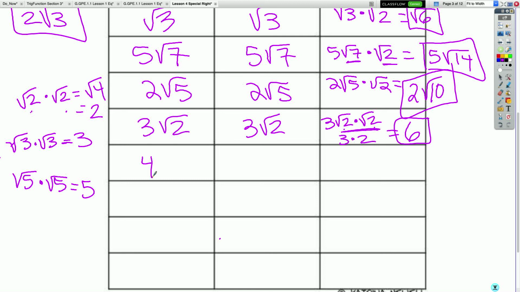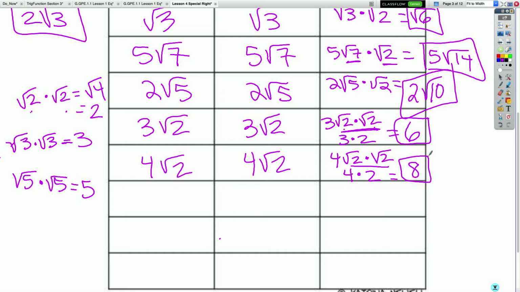Let's do 4 square root of 2. Hector, what's the next column? 4 square root of 2. Very good. And then we're doing 4 square root of 2 times the square root of 2. Okay, I'm going to bring down my 4, and I'm just going to multiply it by what? 2. Square root of 2 times itself is just 2. And 4 times 2 gives me 8. So you'll end up with whole numbers here.